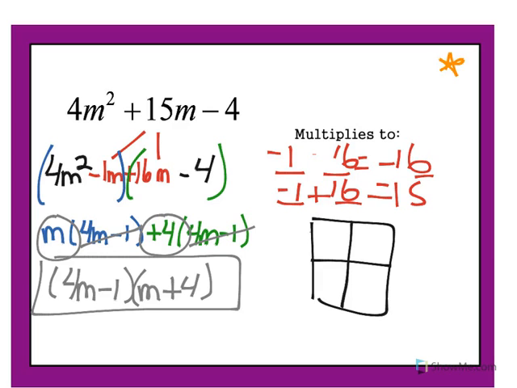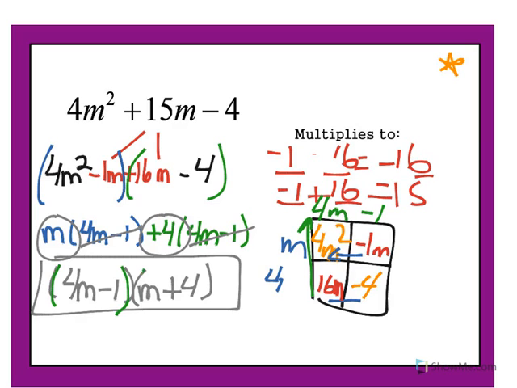If I had put the first term in the first box and the last term in the last box, and then those two numbers that we found, I would still find the same factors. This shares a factor of m. This shares a factor of 4, because this was 16m. And then if I go straight up, I would find 4m is what they share, and just a minus 1 is what they share. Notice that matches 4m minus 1 and m plus 4.